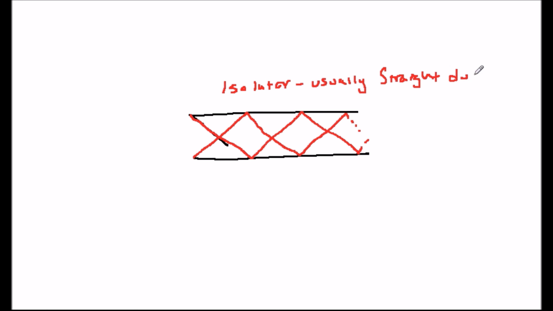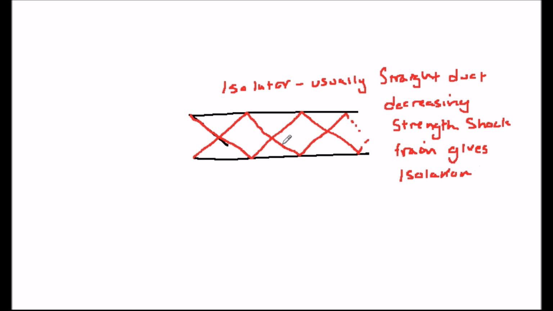In order to protect the intake from back pressure further down the engine, which may cause unstart, as I mentioned previously, a protective section of straight duct is often included between the intake section and the mixing section. In this section, a series of shockwaves is set up which serve to decouple these components from each other.